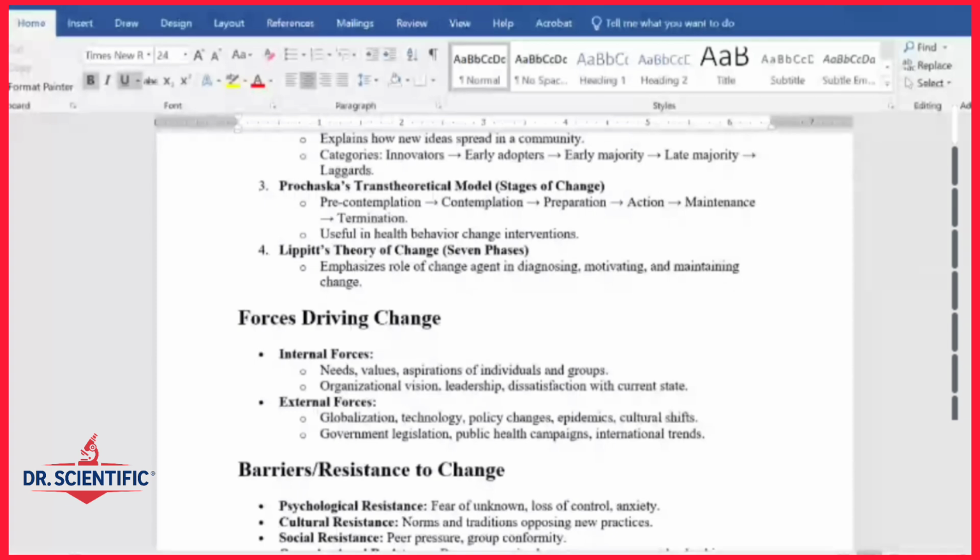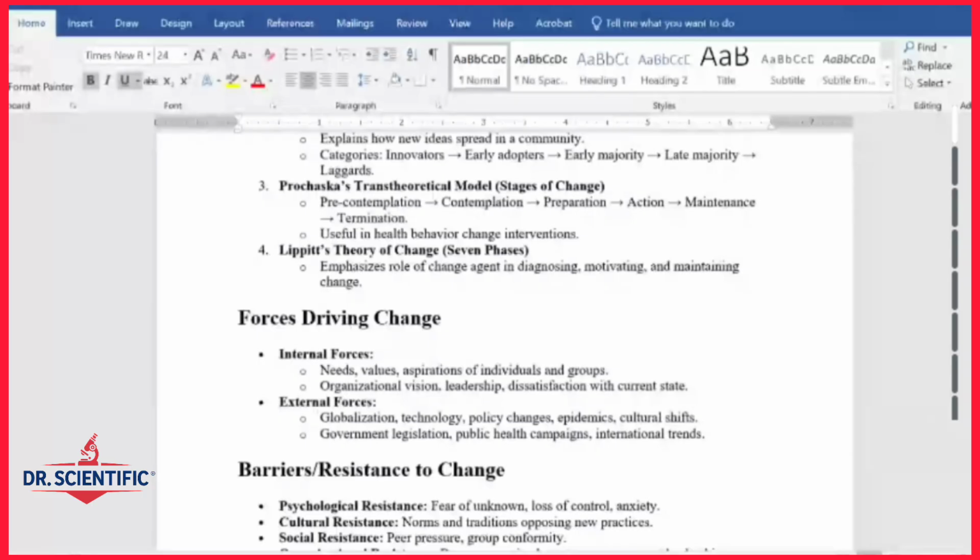Now, shifting gears to external forces, we have got globalization. It's also another driving force behind change. Then we have got technology. The way I have already mentioned here, we are trying to embrace change through technology by teaching online. And then you have got policy changes. This one comes when you have done research and you have got evidence. That is when you can make a change. Then we also have epidemics, outbreaks of diseases. These are just external forces.